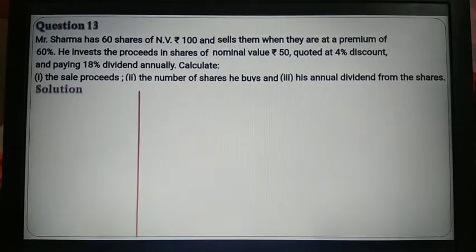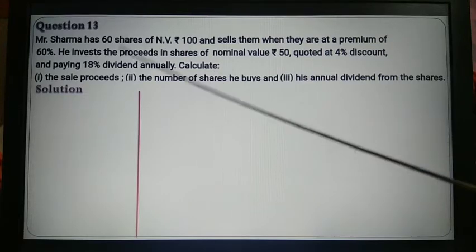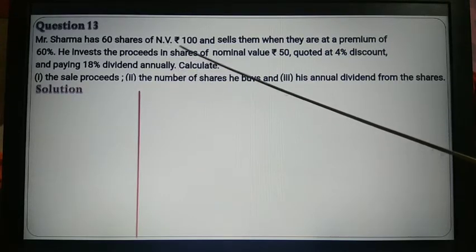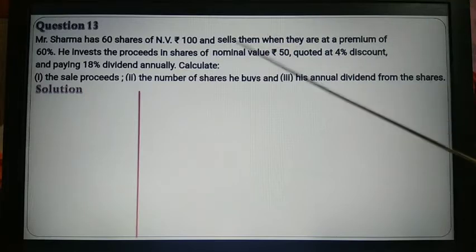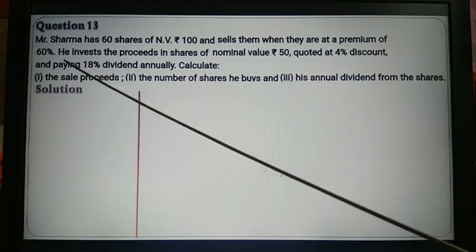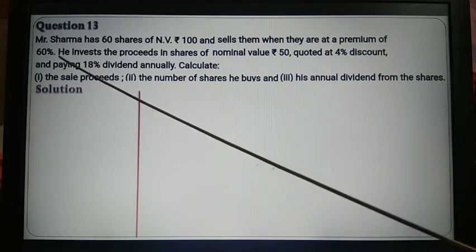Okay, let's see this question. There's a person by the name of Mr. Sharma who has 60 shares of nominal value rupees 100, and he sells them when they are at a premium of 60%. Okay, hope you understood the thing.